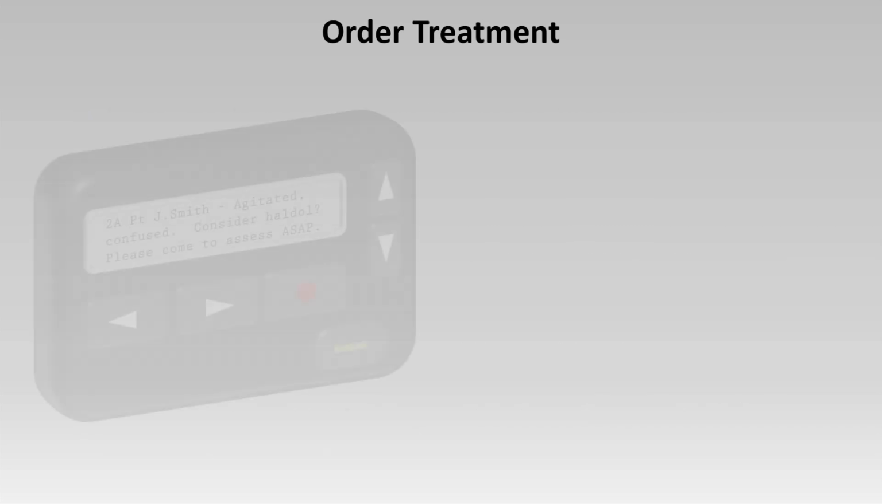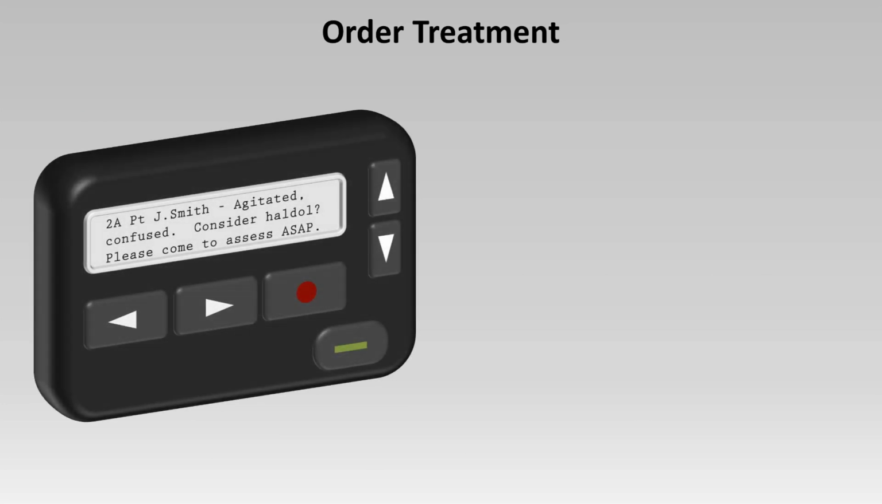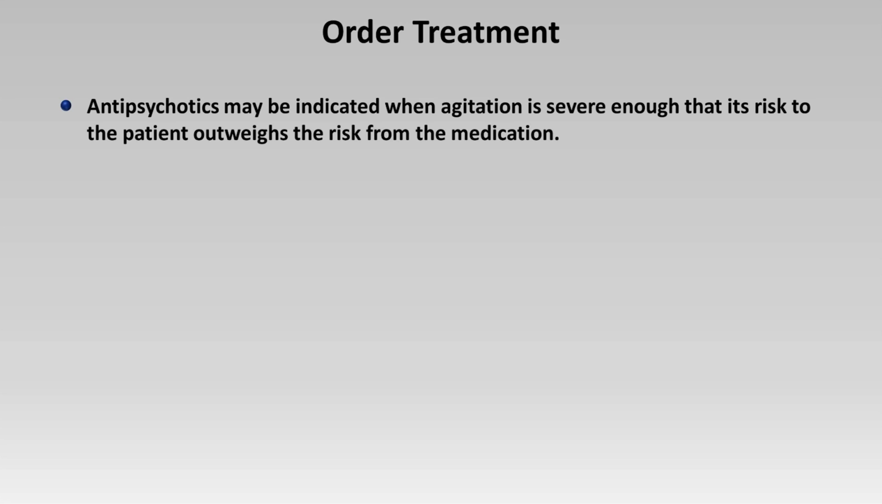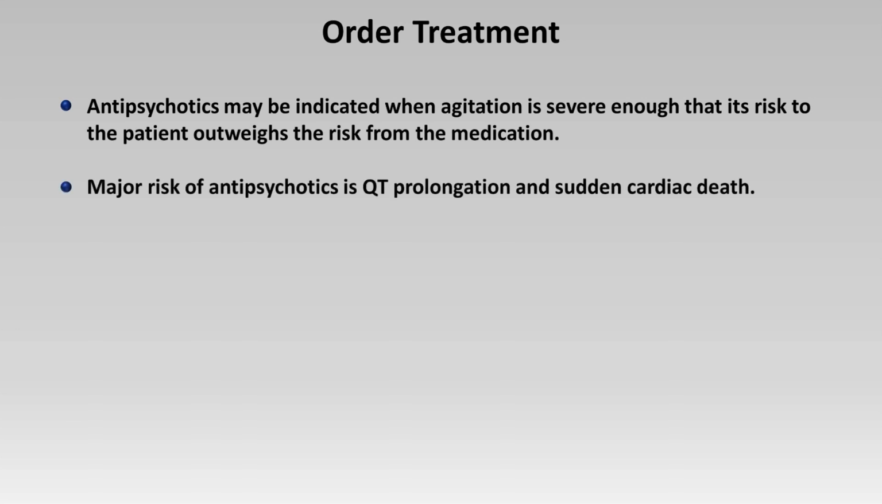If we return to the initial page that started our discussion, it's common to consider pharmacologic therapy to control altered mental status, particularly agitation. In which patients is this appropriate? This may seem obvious, but antipsychotics may be indicated when a patient's agitation is severe enough that its risk to the patient outweighs the risk for the medication. The major risk of antipsychotics is QT prolongation and sudden cardiac death.